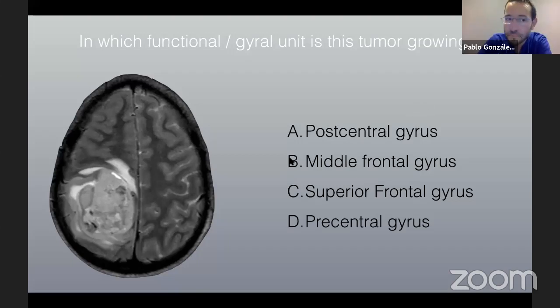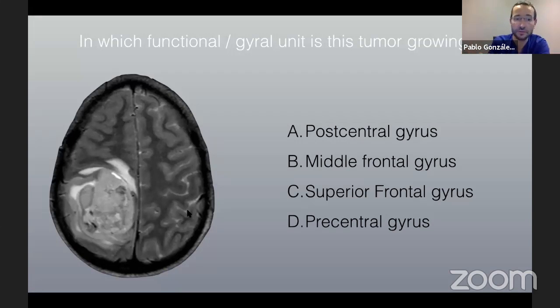Again? A option. Post central A option. Post central area. Good. Any other opinion? Okay. Server. Post central gyrus. Post central gyrus. Pre-central gyrus. So this is the question.